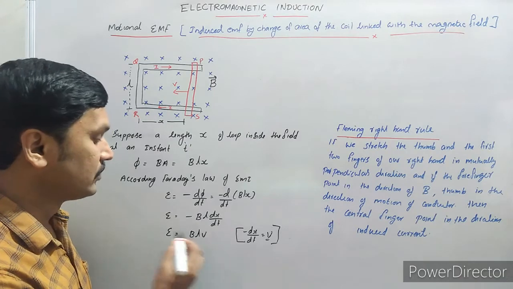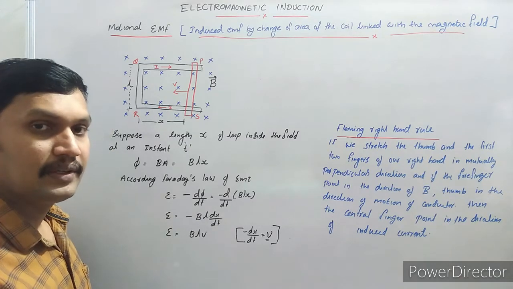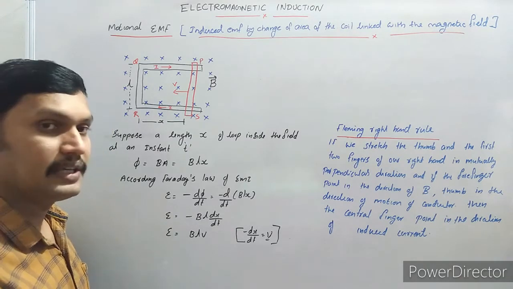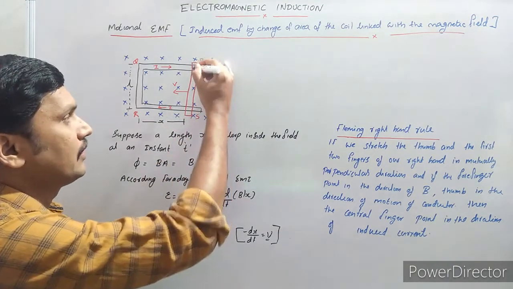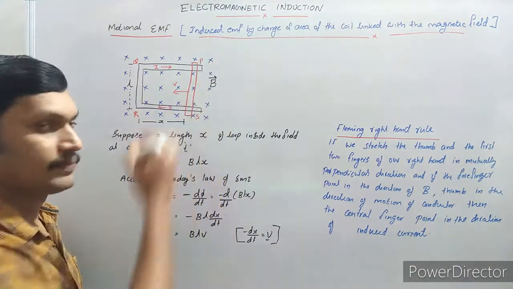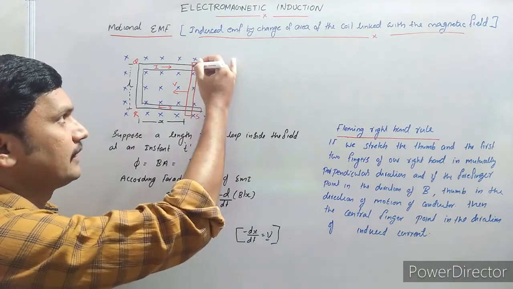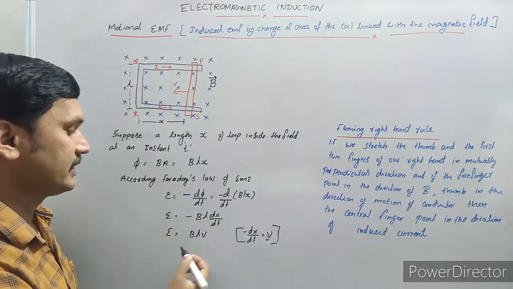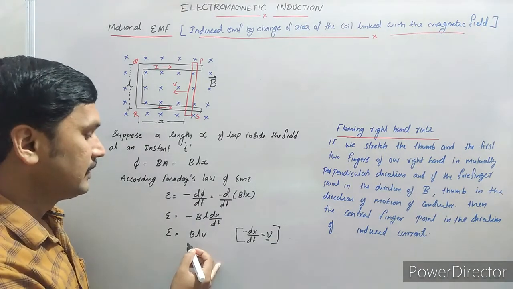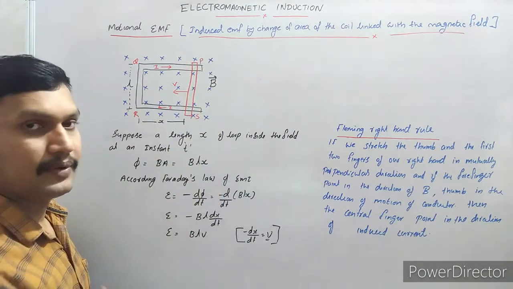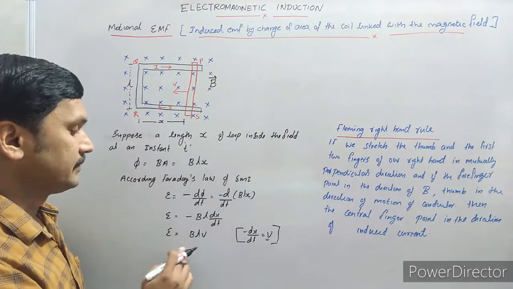So E is equal to BVL. E is equal to BVL. That is the induced EMF developed between the ends of the conductor PS. The induced EMF developed between the ends of this conductor is equal to BVL. Here, E is the induced EMF between the ends of this conductor.